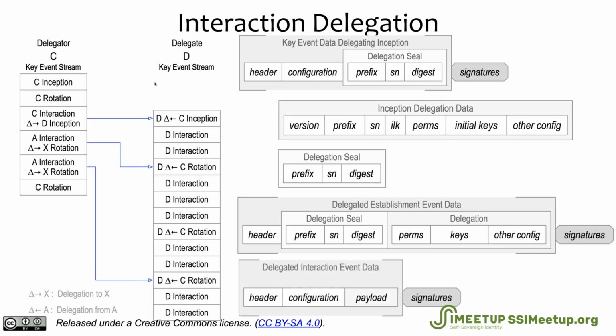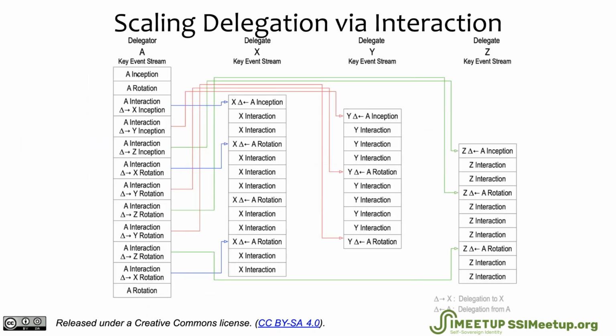And then there's the interaction event data. The delegated interaction event looks no different than an interaction event because it doesn't rotate keys or do anything special, but it can delegate other key event streams. So you can have something like this where I've got one master delegator and a bunch of minion delegated streams. And each of these streams could also delegate streams. So I can have an arbitrary tree of delegated identifiers using just the same set of KERI events because they're recursively applicable in this case.